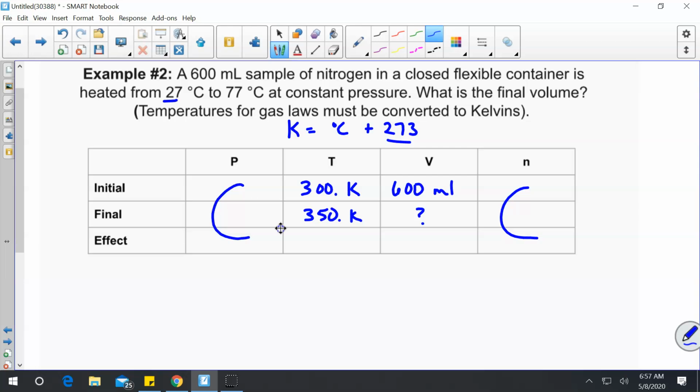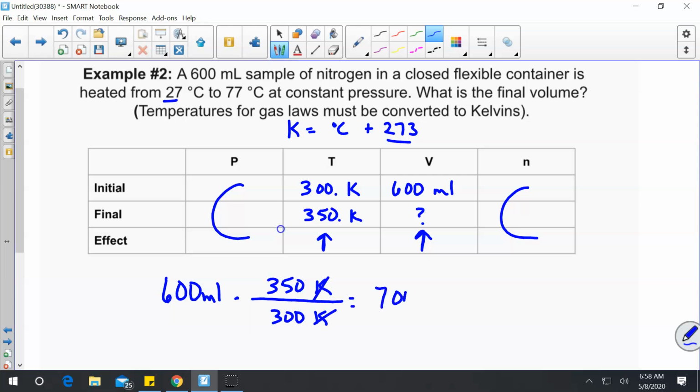So it looks like I'm increasing my temperature, direct relationship, I increase my volume. So if I do my math and set up my problem, 600 milliliters times, I want this to increase, so it's going to be 350 Kelvin over 300 Kelvin, cancels. Doing my math, I get 700 milliliters of the gas.